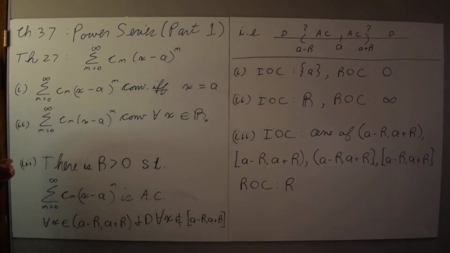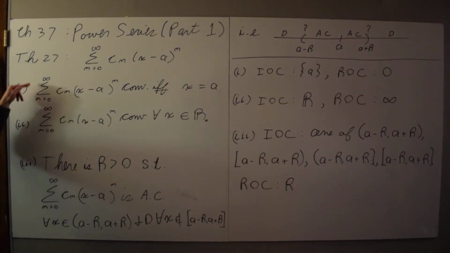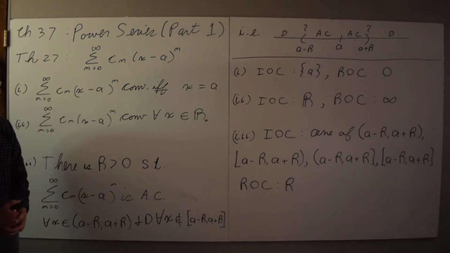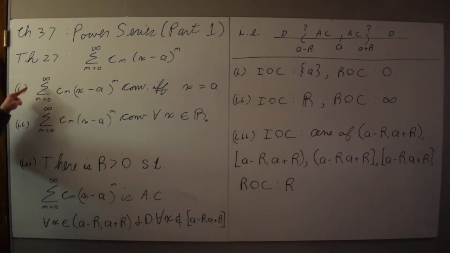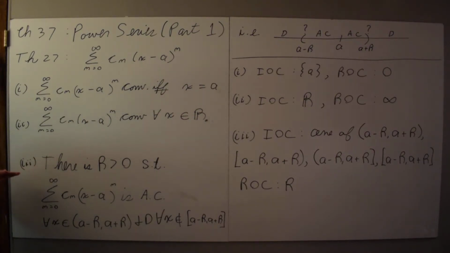It will always converge at a because x minus a is 0, and so when x is equal to a, the series is constantly 0. That always converges. It might be the case that that's the only place it converges. The second thing that can happen is the other extreme. It can converge everywhere. So it doesn't matter what your x is, no matter what number you substitute for x, the series converges. That is another thing that can happen. And then there's a third thing that can happen.